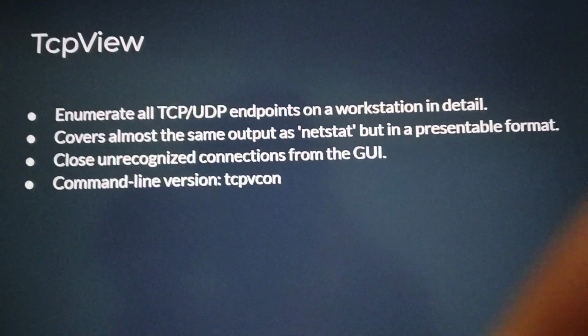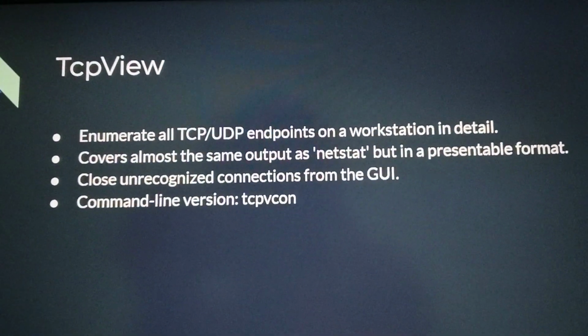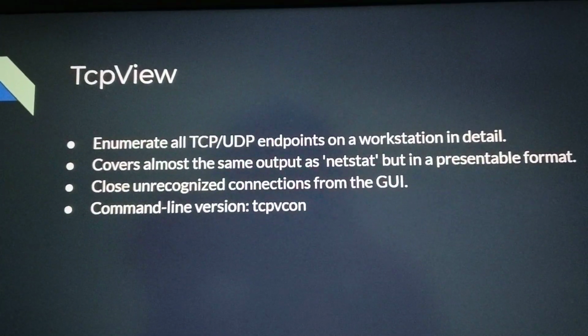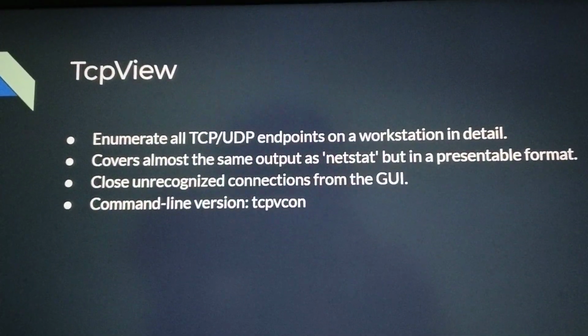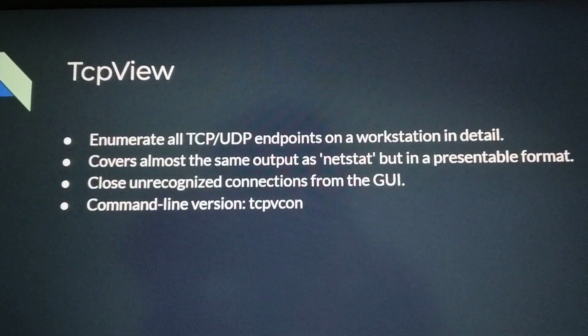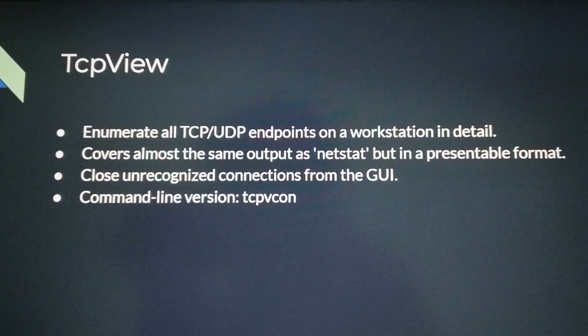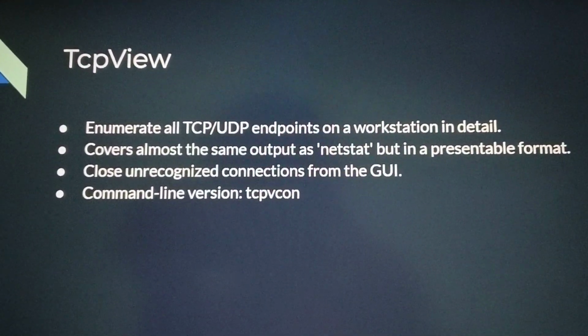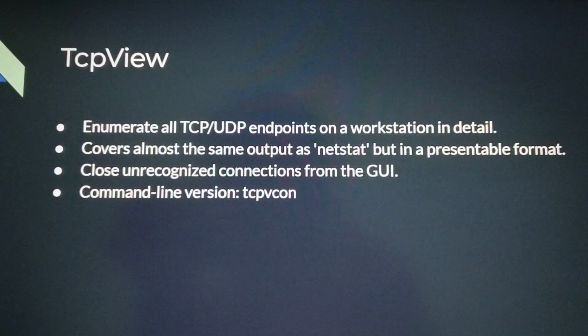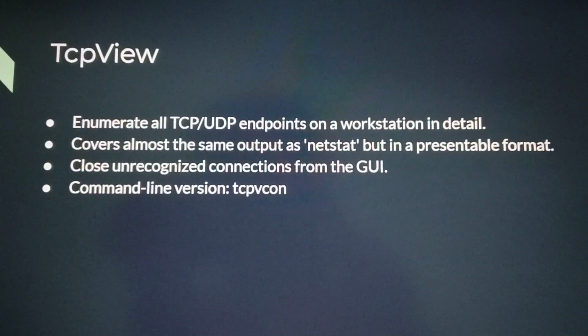And the next one is TCPView. TCP is nothing but Transmission Control Protocol, which happens in the network layer of the 7 layers of OSI. It will enumerate all TCP and UDP. UDP is nothing but User Datagram Protocol.